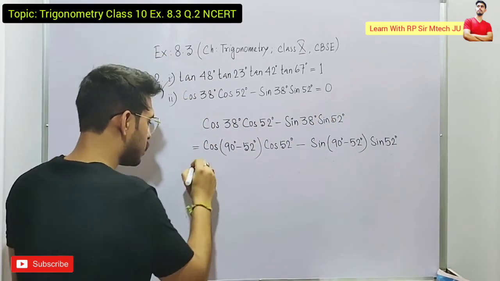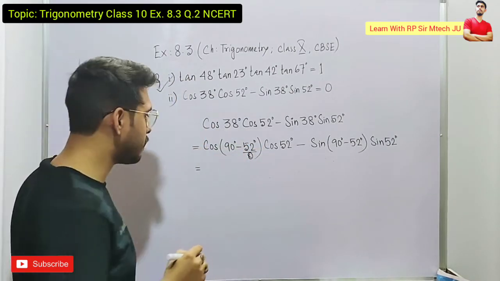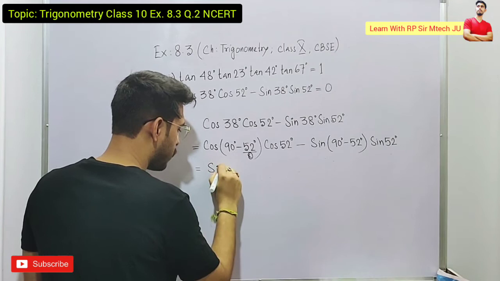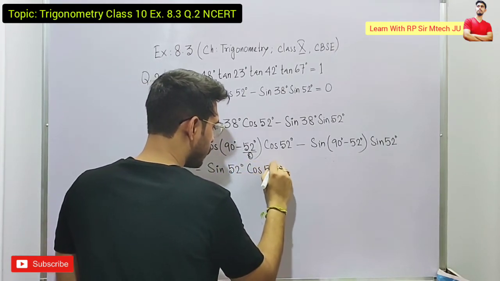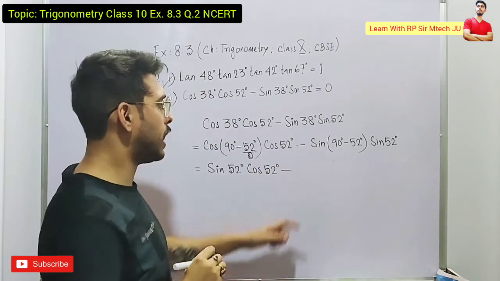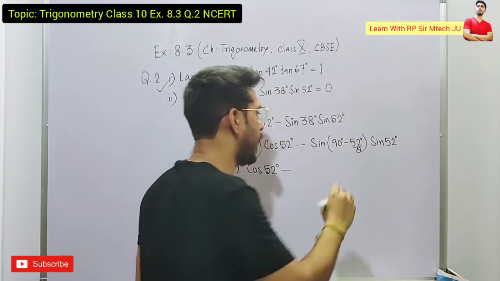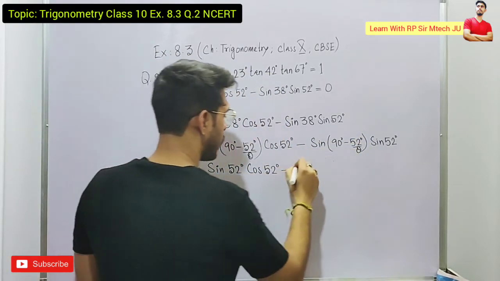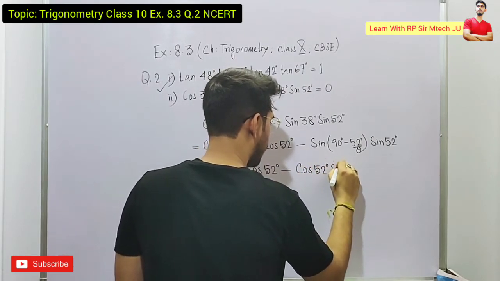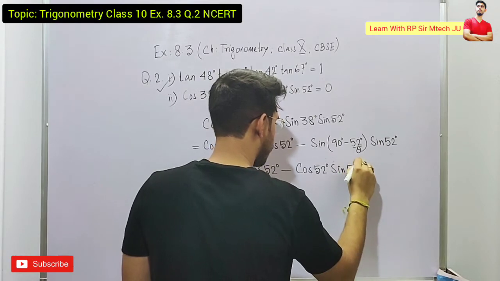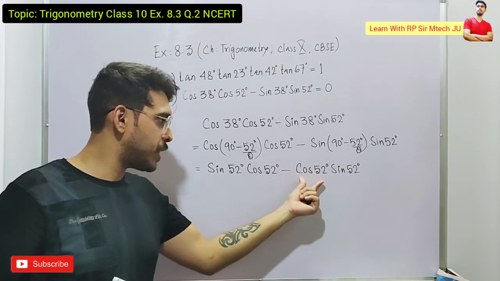Okay. So now what happens? So this one is a theta. So cos of 90 minus theta is what? Sin theta. So that will be sin 52. And this is cos 52, minus, again we have sin of 90 minus 52. Again this 52 can be said as a theta. So sin of 90 minus theta is what? Cos theta. So again we have cos 52 and sin 52. So we have sin 52 cos 52 minus cos 52 sin 52.